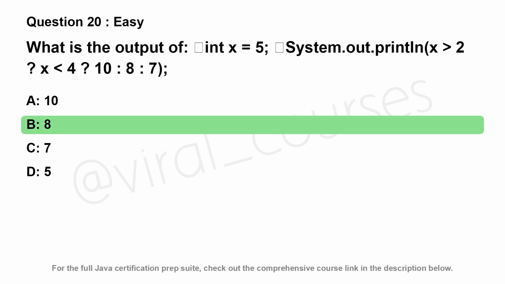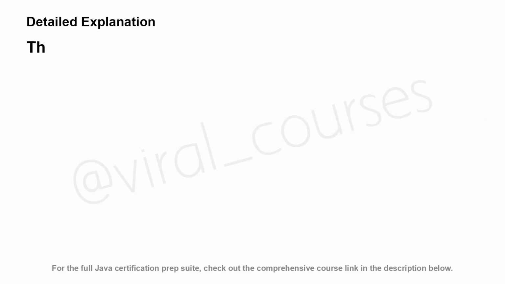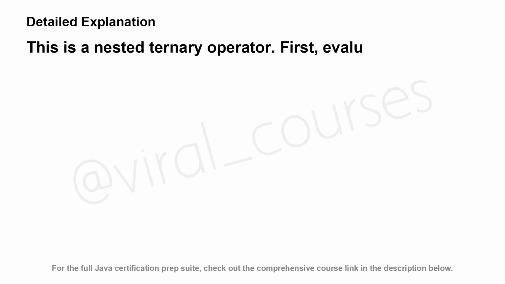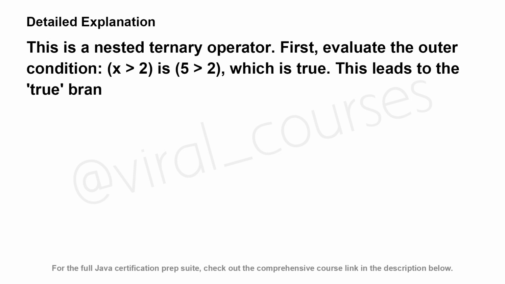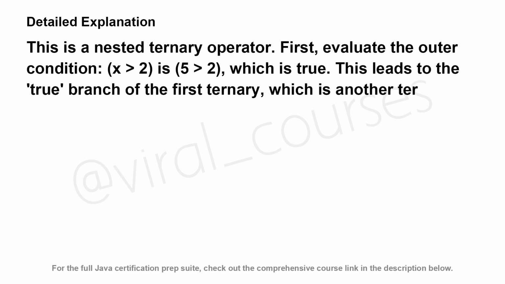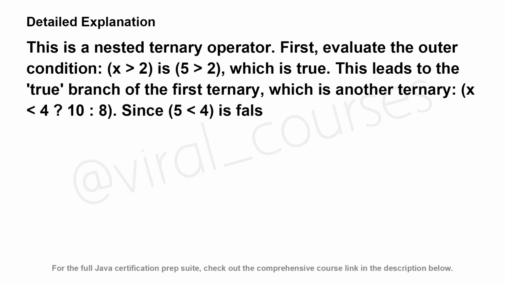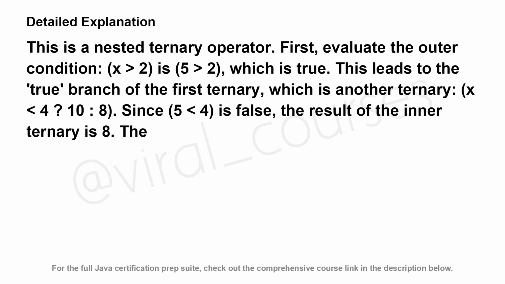The correct answer is B. This is a nested ternary operator. First, evaluate the outer condition. x greater than 2 is 5 greater than 2, which is true. This leads to the true branch of the first ternary, which is another ternary: x less than 4 ? 10 : 8. Since 5 less than 4 is false, the result of the inner ternary is 8. The final output is 8.